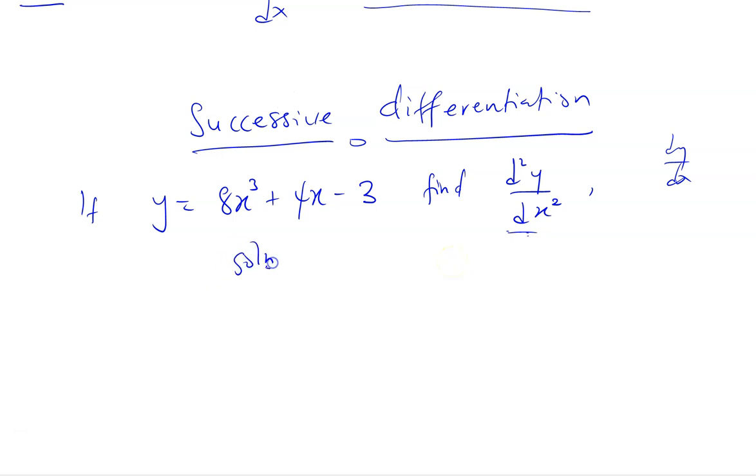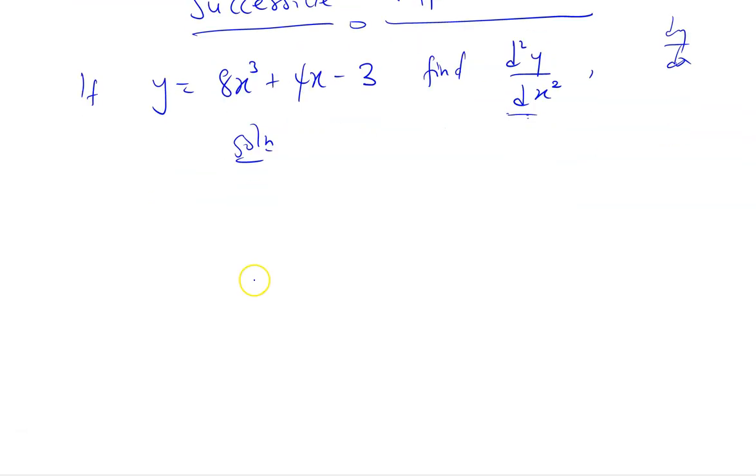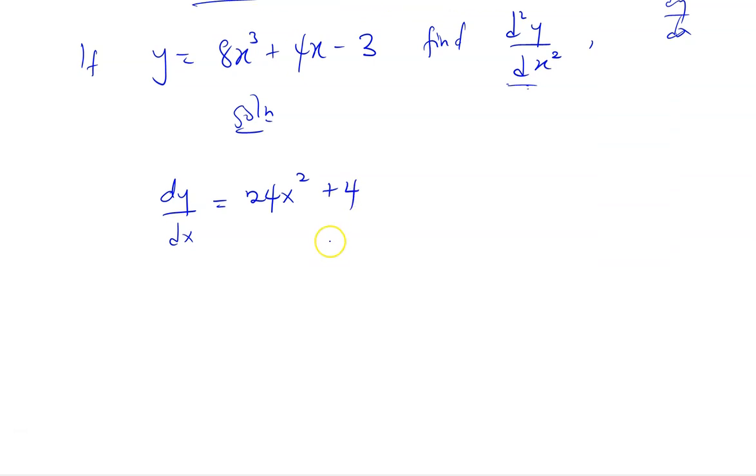So if I should solve this one, dy on dx should be equal to, I'll differentiate this and I'm going to get 24x squared plus 4. 3 times 8 is 24. Then I'll subtract 1 from the cube, making it squared. And this one, if I differentiate, I'm going to get 4 times x to the power 0, the negative 3 is 0, so I'll just leave it aside.